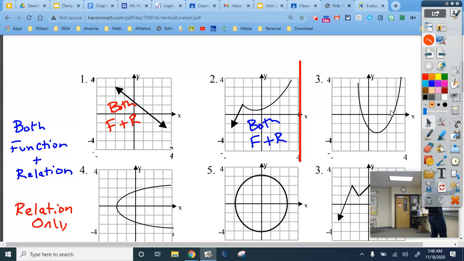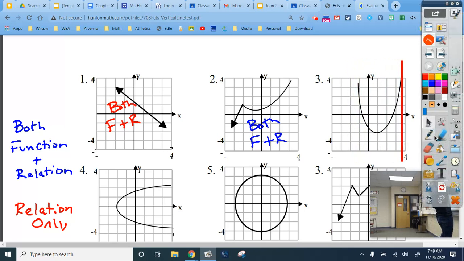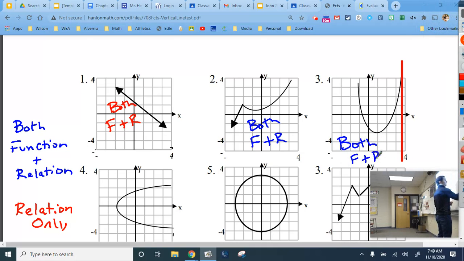Finally, I look at what's called my parabola over here, okay, and I drag it, and this one gets close, but if you look carefully, it still only intersects one point at any given point when I drag it from left to right. So again, this would also be both a function and relation, okay? I'm just abbreviating for time's sake here, okay?